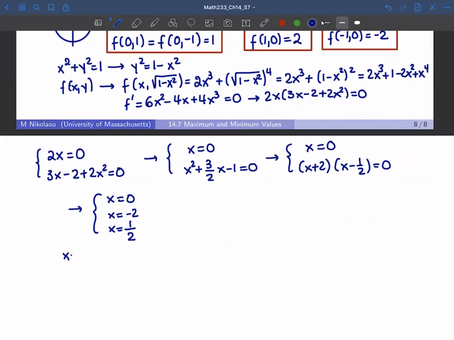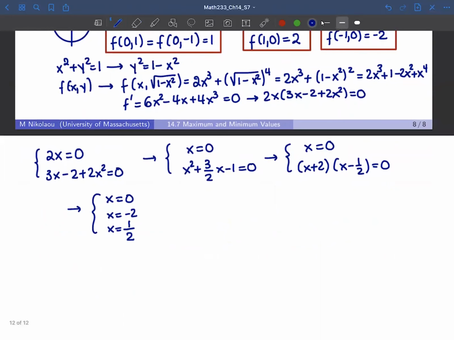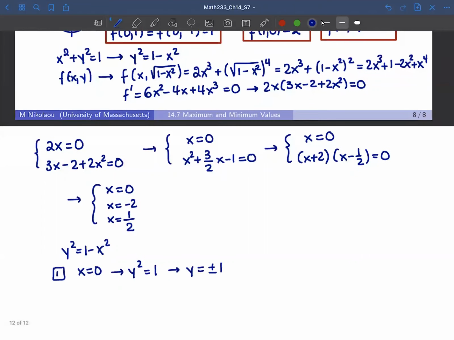So for x equals 0, if we plug them back, let's first write the boundary. So we'll have that y squared is equal to 1 minus x squared. For x equals 0, which is our first solution, that means that y squared is equal to 1. So that means that y is equal to either plus or minus 1. So that gives us 2 points, either (0, 1) and (0, -1).